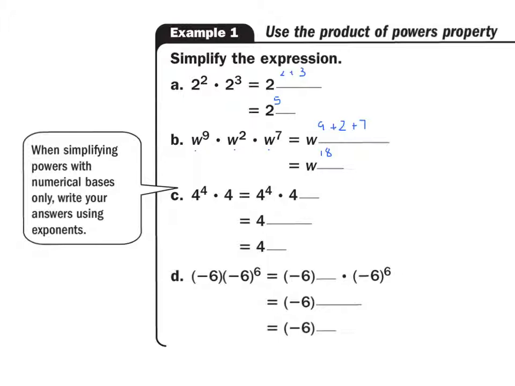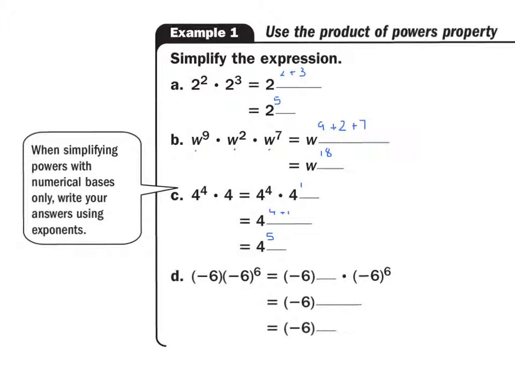Let's take note over here to the side, when simplifying powers with numerical bases, only write your answer using exponents. So you're not going to type this into your calculator and simplify it unless it tells you to evaluate it. So in C, 4 to the 4th times 4 is actually 4 to the 4th times 4 to the 1st power. We don't show that 1 as an exponent. That's going to be 4 to the 4 plus 1, which simplifies to 4 to the 5th.